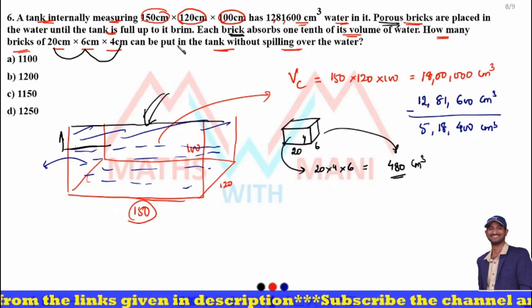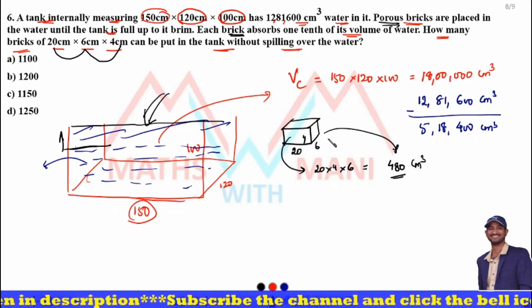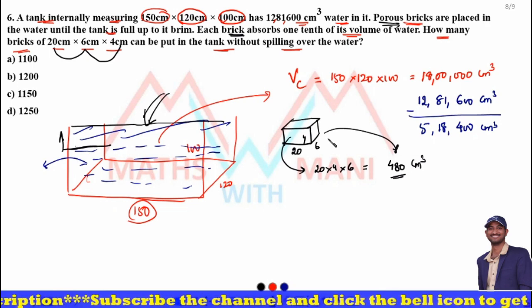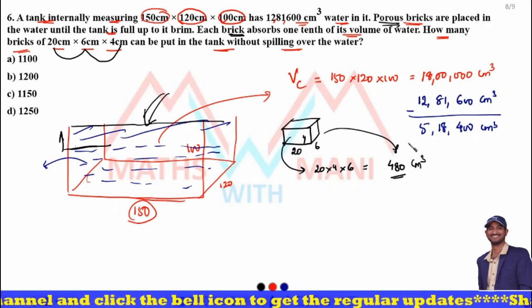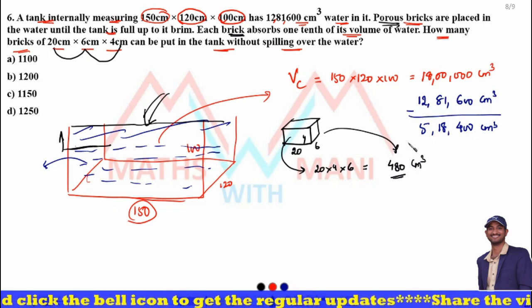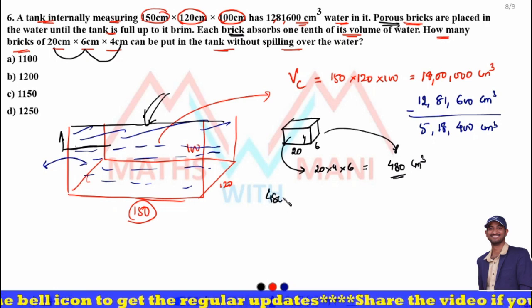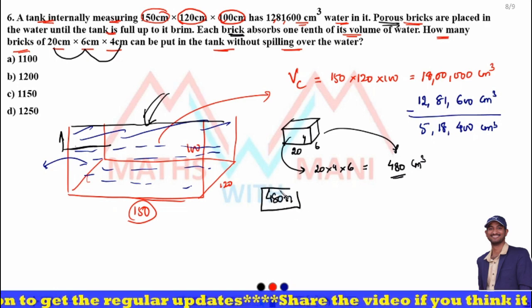Suppose it requires n bricks. If it requires n bricks, or if n bricks are placed such that the water is up to the brim, what is the volume of all those n bricks? 480 n. Yes or no?